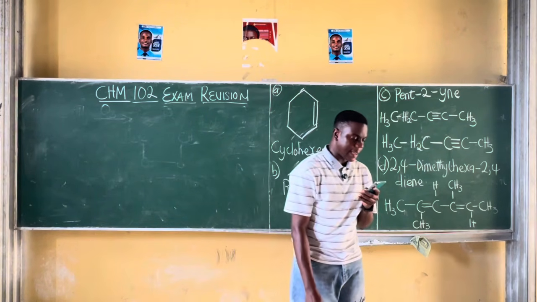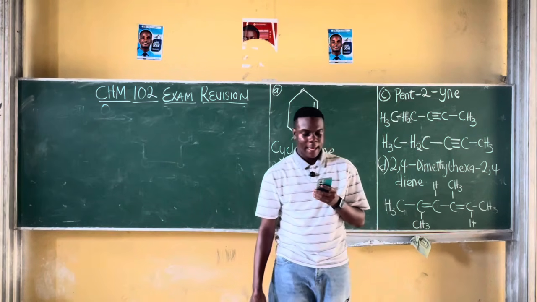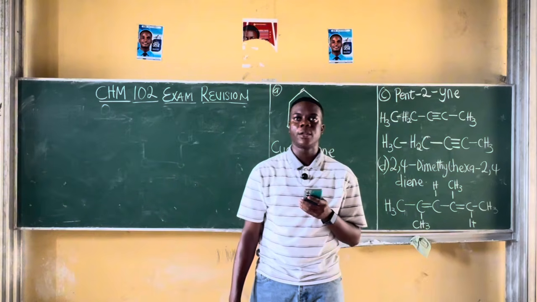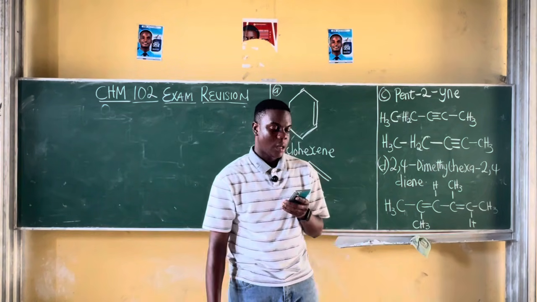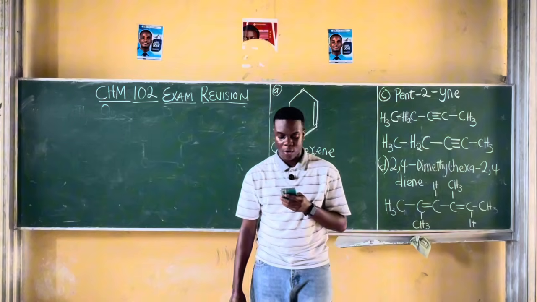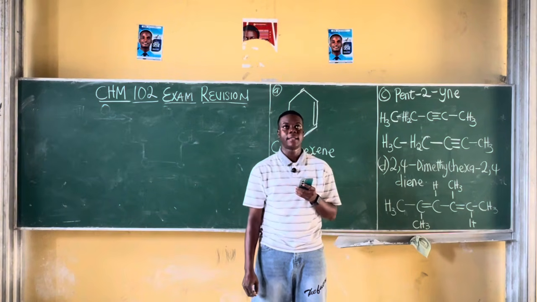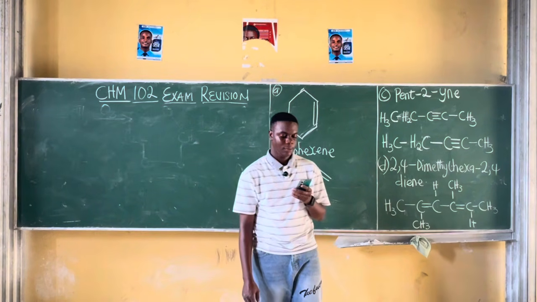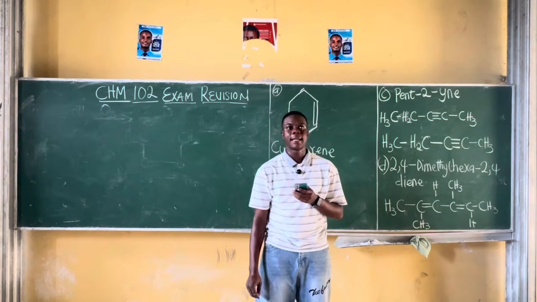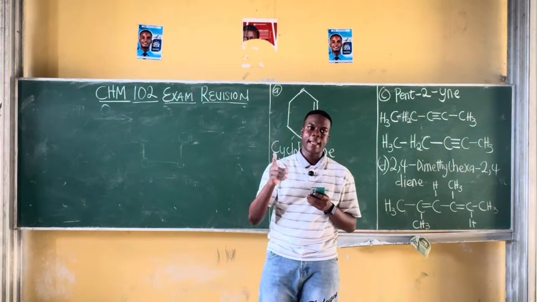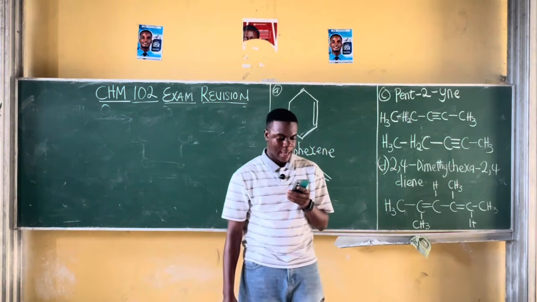Now the next question says, the reaction between an alcohol and a carboxylic acid in the presence of concentrated sulfuric acid, which is H2SO4, produces dash. So when an alcohol and a carboxylic acid react, it gives you an what? An ester. So you can see ester there, right? So the answer is ester.